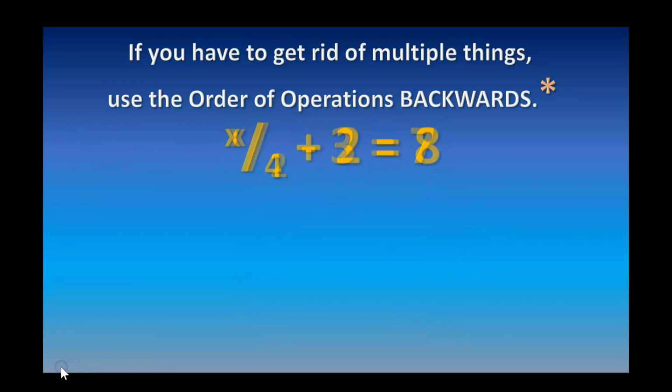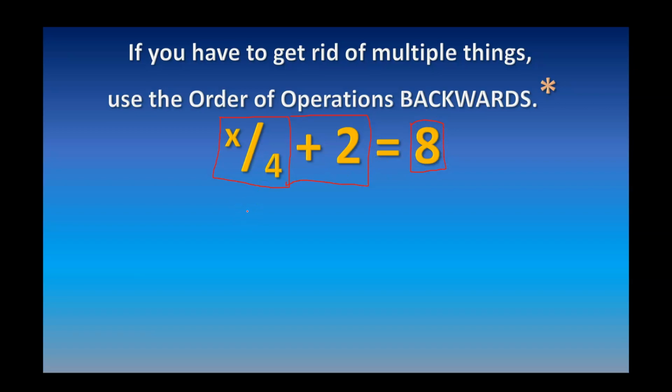All right, third example. It's another division problem, this time with addition attached to it. So, let's put our boxes in. x divided by 4 gets a box. Plus 2 gets a box. Notice the symbol in front of the number stays with it. And we'll put a box around the 8 just because.